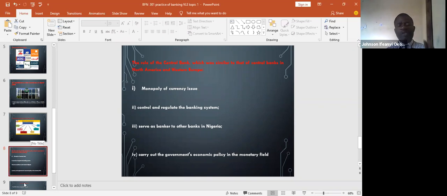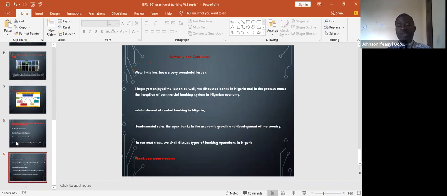So the central bank plays some fundamental roles that help to control or supervise the banking activities in Nigeria. The central bank controls and regulates the banking system, serves as banker to other banks in Nigeria, and carries out government economic policy in the monetary field. Just yesterday, the central bank reduced the monetary policy rate to 11.5%, and there have been arguments. We will come to that in the course of this class. This is one of the functions of the central bank, that is, managing the monetary policy and also propelling the economic growth and development of the nation.